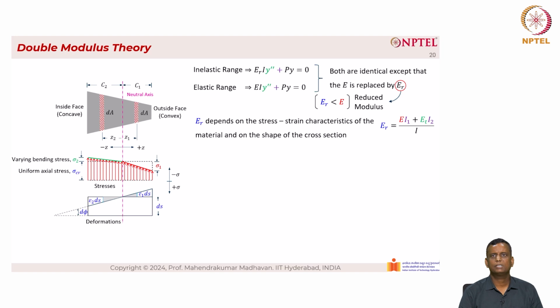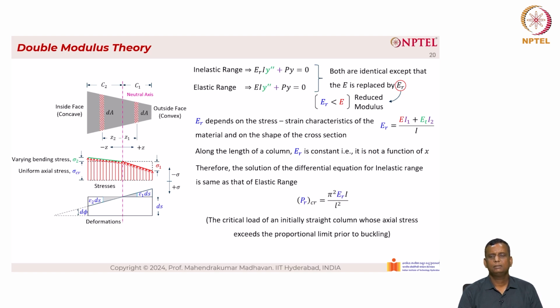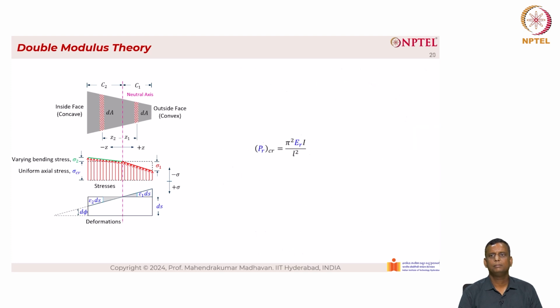E sub r depends on the stress strain characteristics of the material and on the shape of the cross section. Along the length of the column, E sub r is constant, that is, it is not a function of x. Therefore, the solution of the differential equation for inelastic range is same as that of the elastic range. P sub r critical is equal to pi square E sub r into I divided by L square, the critical load of an initially straight column whose axial stress exceeds the proportional limit prior to buckling. Since E sub r is less than E, P sub r is always less than P. So P sub r critical is equal to pi square E sub r into I divided by L square.